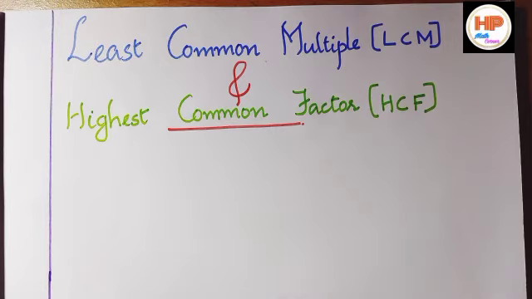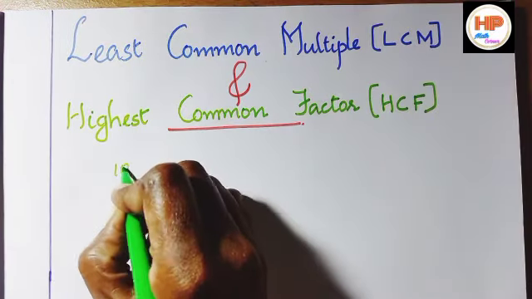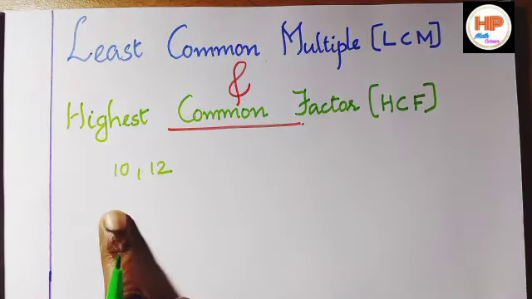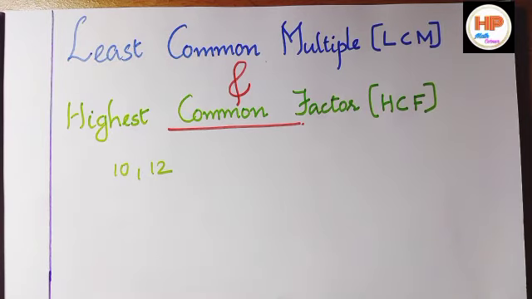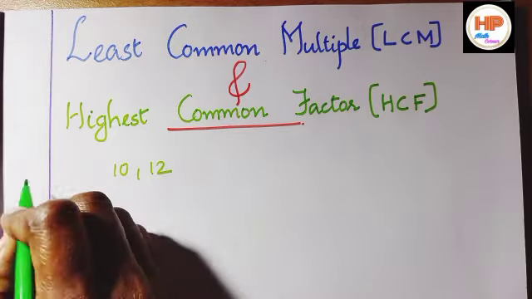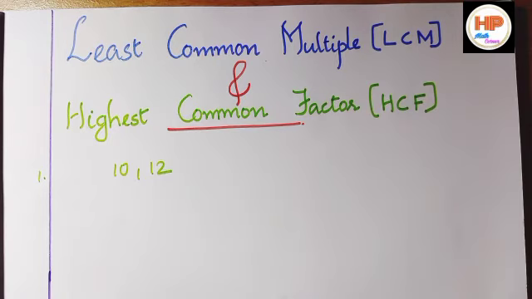If we consider two numbers, 10 and 12, both the numbers will be having several multiples. Out of them, we must consider common multiples. From them, we must take the smallest value. Then we will be getting the least common multiple, that is LCM. Okay, let us consider this question itself. The question is 10 and 12.